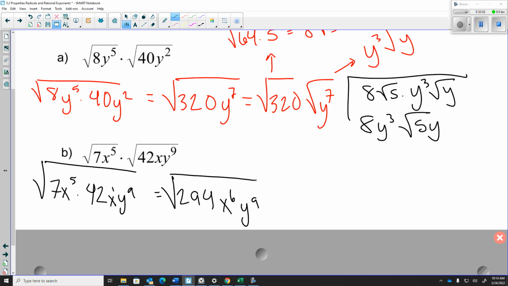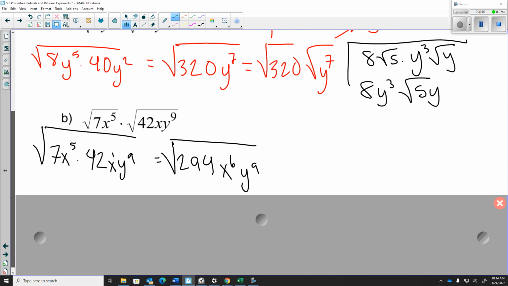Okay, what should I do now? Give me a second. Okay, continue. You write it down. I'm going to break it up, just like I did here. I've got it all together, now I can split it up, because I've got my nice clean pieces here. So I will split it up: square root of 294, square root of x to the 6th, and square root of y to the 9th.